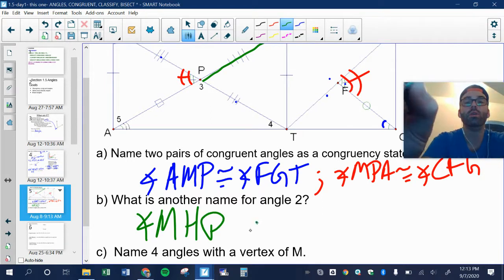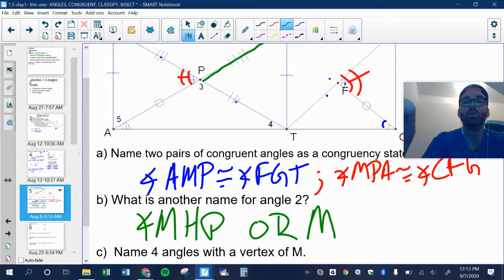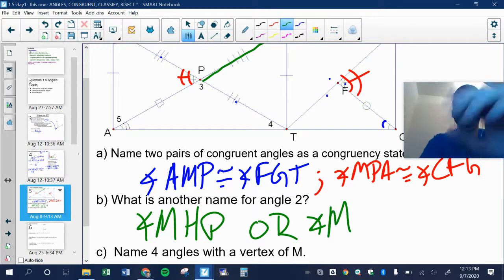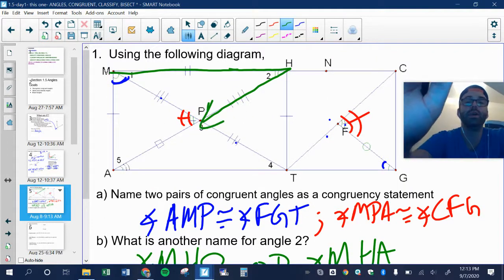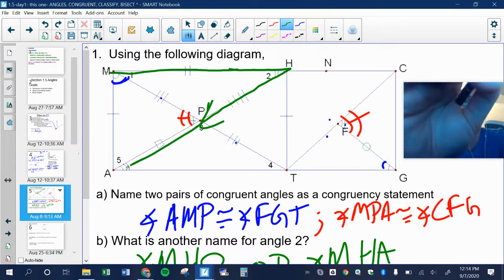MHP, or I could say A or M, holy buckets, MHA. So I haven't had my coffee this morning, but I'll get around to it. So either one, I could say. Why can I say A? Well, because technically this is a ray, and rays go on forever.